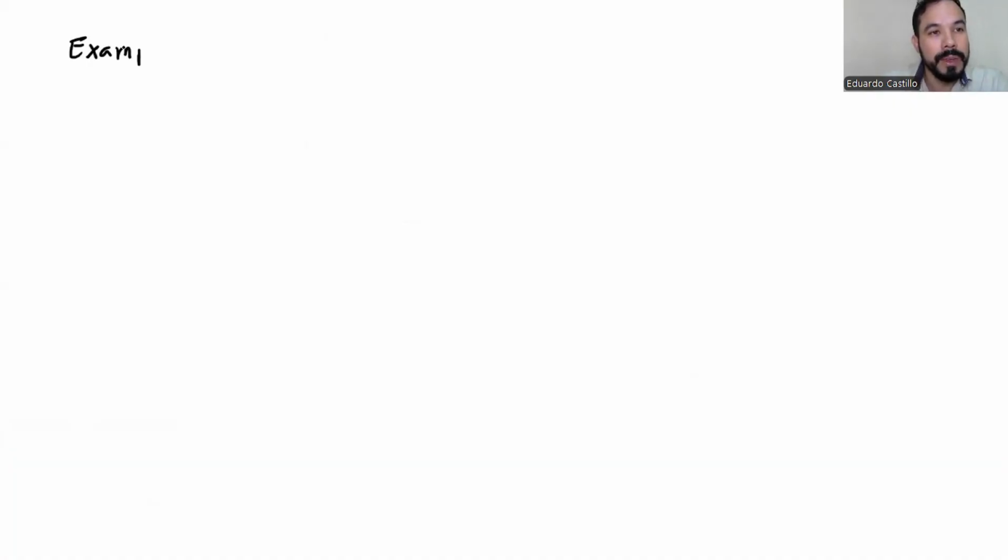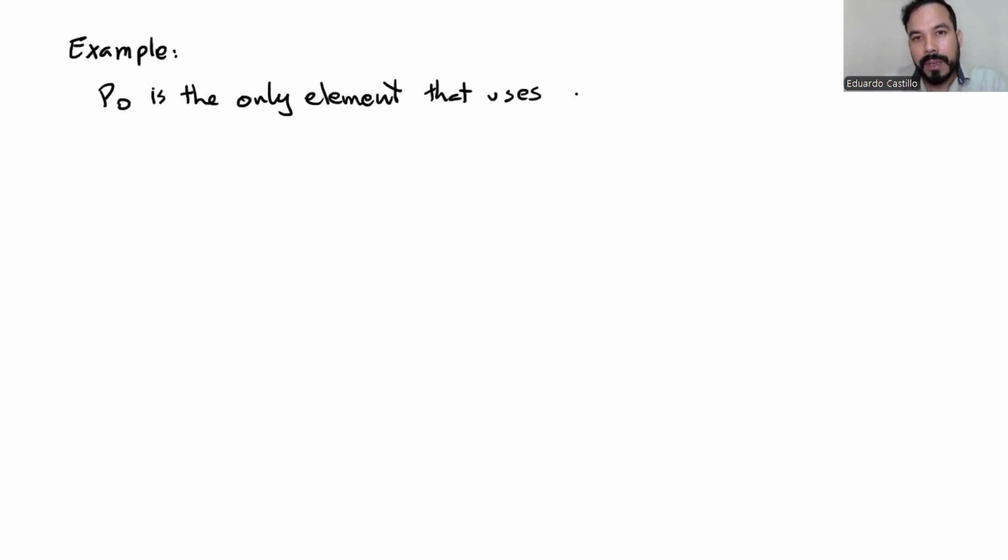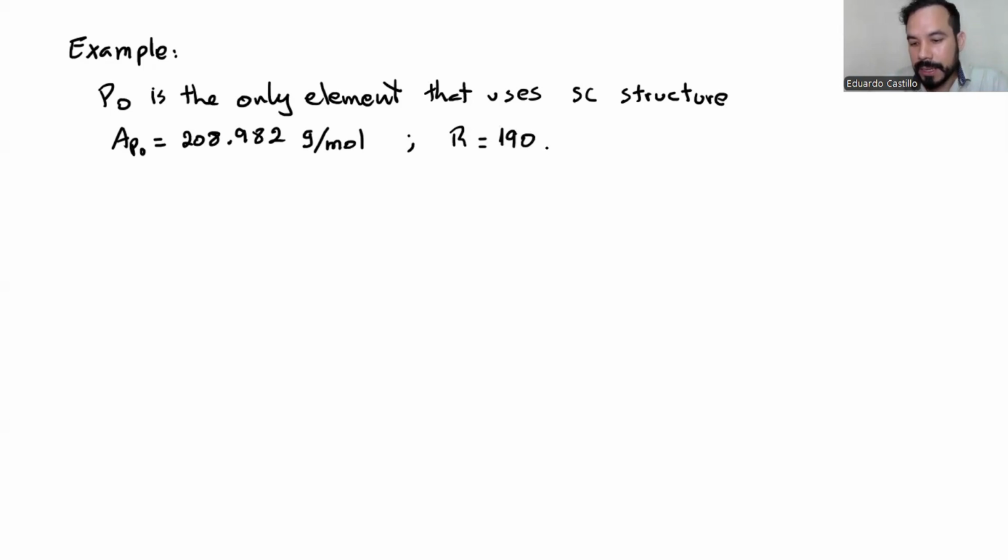Let us solve a problem as an example. As I said before, polonium is the only element that uses a simple cube structure, and the polonium has an atomic weight of 208.982 grams per mole. And also, we know that the radius of the atom of polonium is equal to 190 picometers. So now let us find the density.